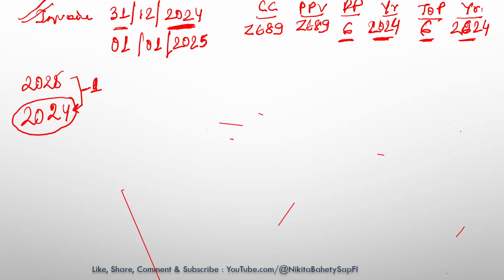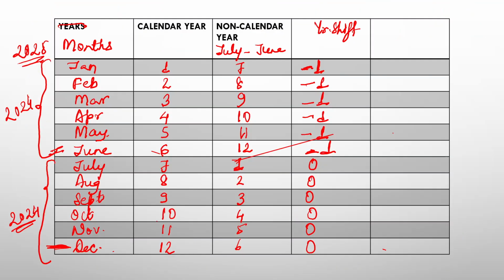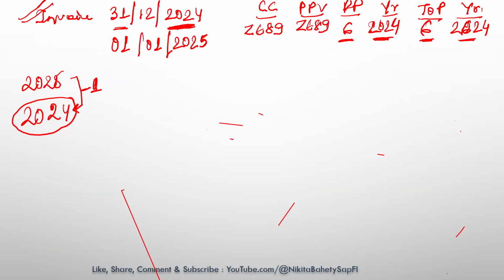It first checks the company code, then it will check the fiscal year variant. It comes to know that we are following July to June. Then it will see whether the period is open or not. Here the period has to be 7, right? And then it will check the year. SAP will check that the invoice date is 25.